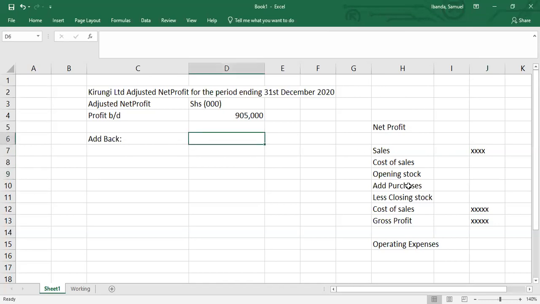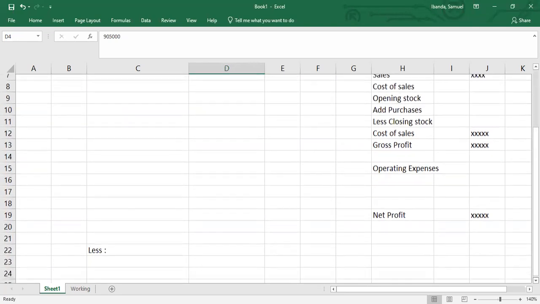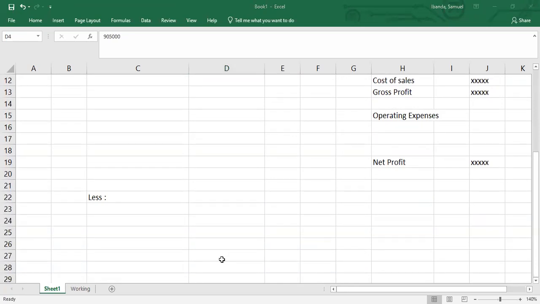Okay, very good. So our closing inventory is actually losing value, so it is getting lower in terms of value. Our cost of sales will increase, and that will negatively affect our profit. So this 905 will no longer be 905, it will actually be less than the difference that we have in our inventory. So what I'm going to do is less this change in inventory value.